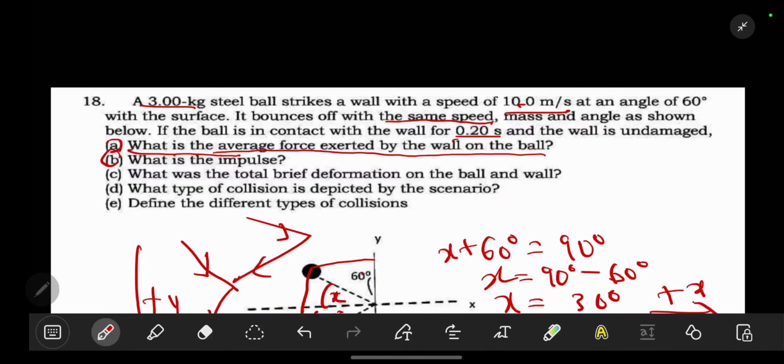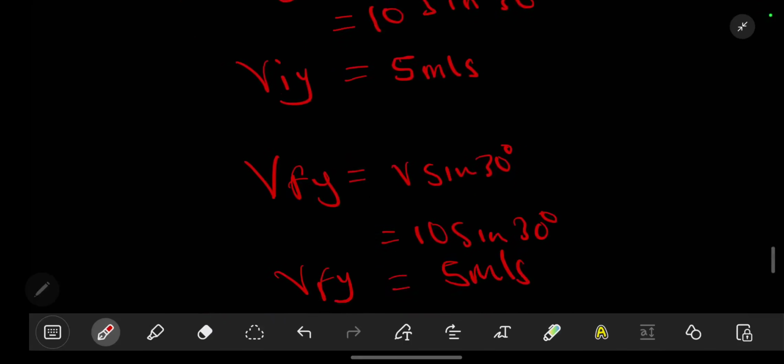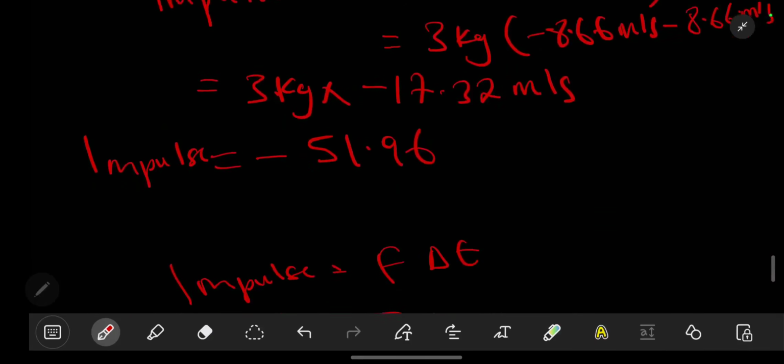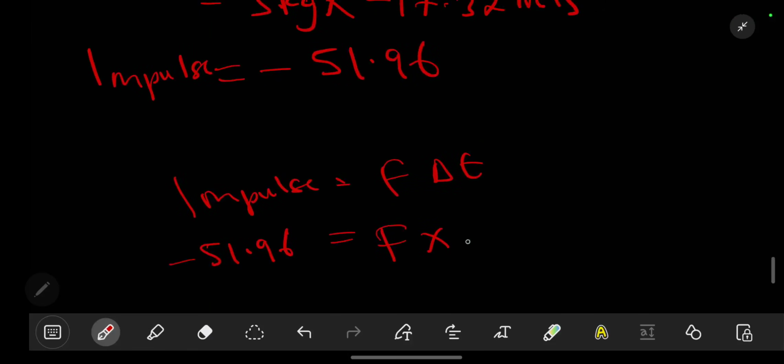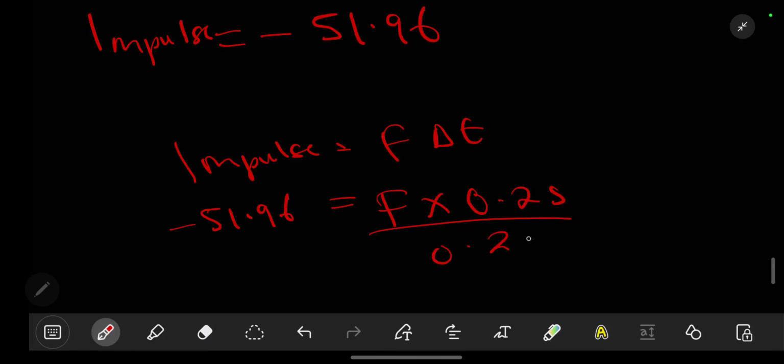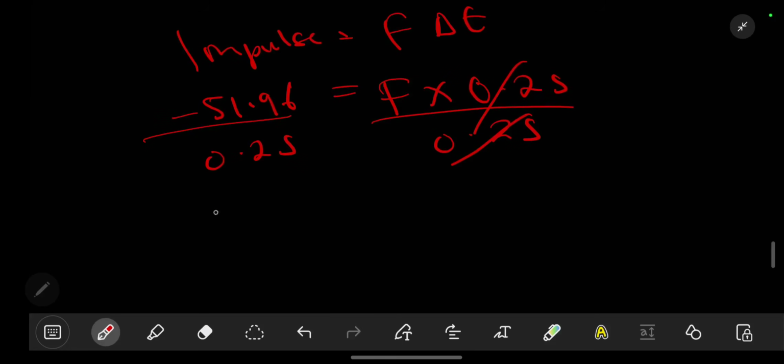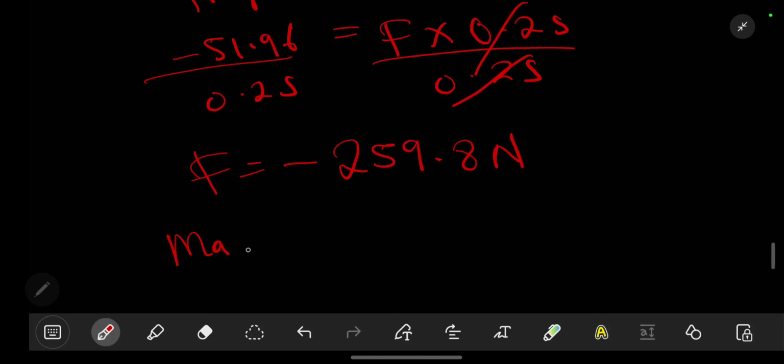So it maintains contact for a period of 0.20 seconds. We divide it by 0.20 seconds. That is going to give us our force, divided by our 0.2. This is going to give us a negative 259.8 newtons of force.